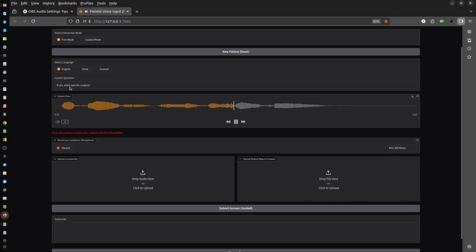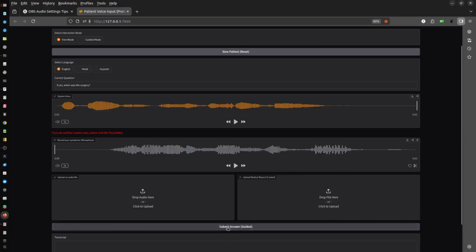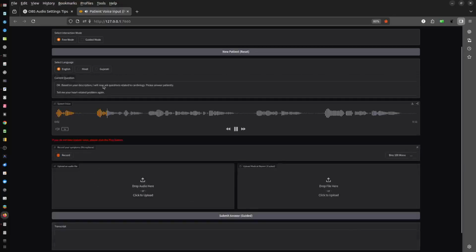If yes, when was the surgery? Since the patient answered yes in the previous question, the app is asking when the surgery was done. 4 months back. Okay. Based on your description, I will now ask questions related to cardiology. Please answer patiently. Tell me your heart-related problem again.